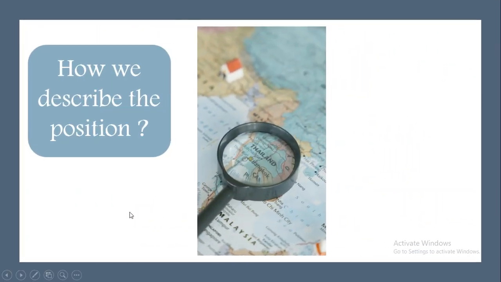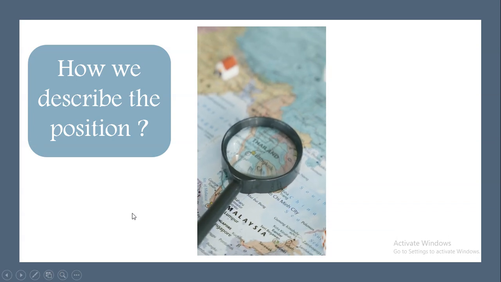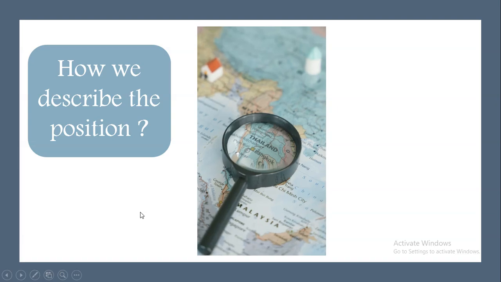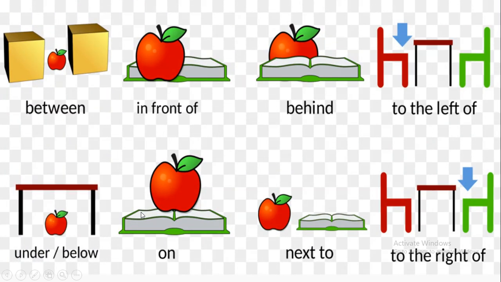Now how do we describe position? As you learned in previous classes, you use position words like between, in front of, behind, to the left of, to the right of, next to, on, under, and below.